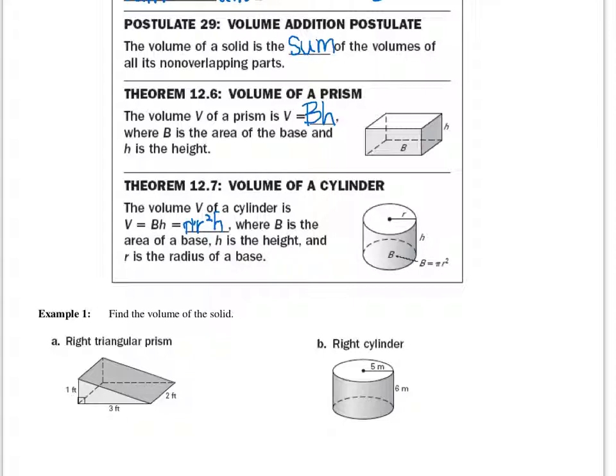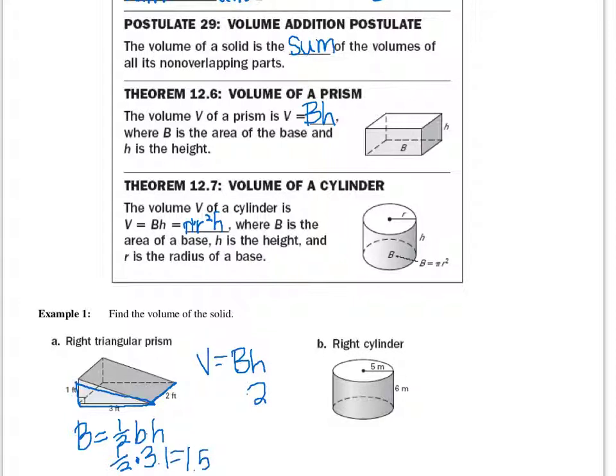So example 1 says find the volume of the solid. So my base is right here. So I'm going to do volume equals base area times height. My height right here is 2, so I'm going to put a 2 in there, but I need to find my base area. Since this is a triangle, it's 1/2 my base times my height. So it's 1/2, my base is 3, and that 1 foot is at a right angle to the 3, so we know that's my height. Half times 3 times 1 is 1.5. So my volume equals 1.5 times 2. 1.5 times 2 is 3, and for volume we use cubic feet.